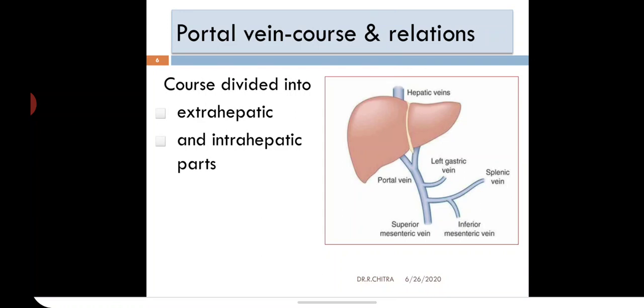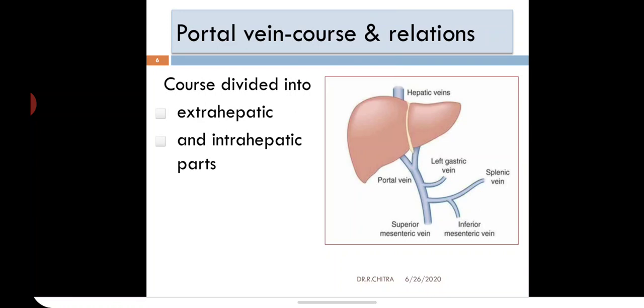Same as the bile duct, the same course as the portal vein. If you see the branches of the portal vein, the right branch is shorter and more vertical, and receives the cystic vein. The left branch is longer and more oblique. It receives the paraumbilical vein.